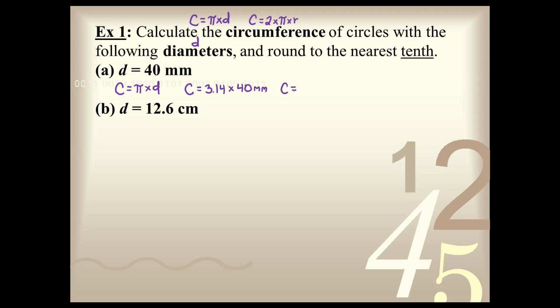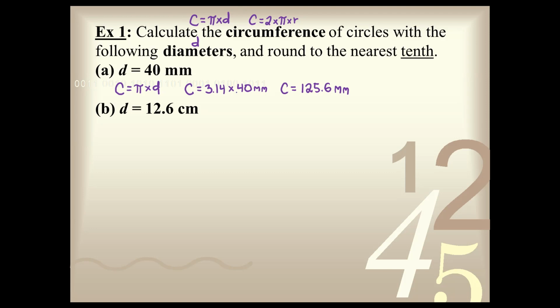Let's plug that into our calculator now. If we have 3.14 multiplied by 40, if you type it in exactly like this, it gives you a number to the nearest tenth, so you don't even need to do any rounding. So 3.14 times 40 millimeters would be 125.6. And let's make sure to include the units of measurement.